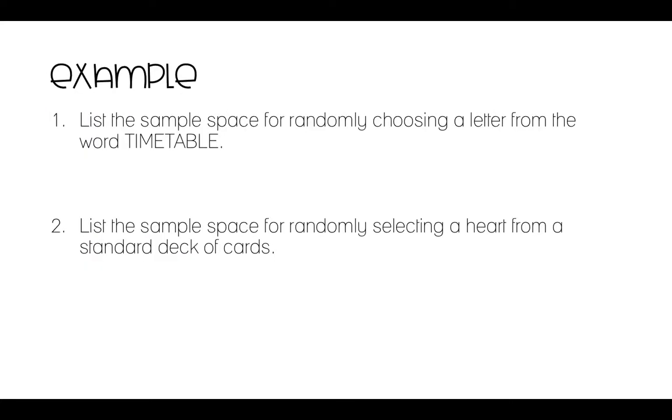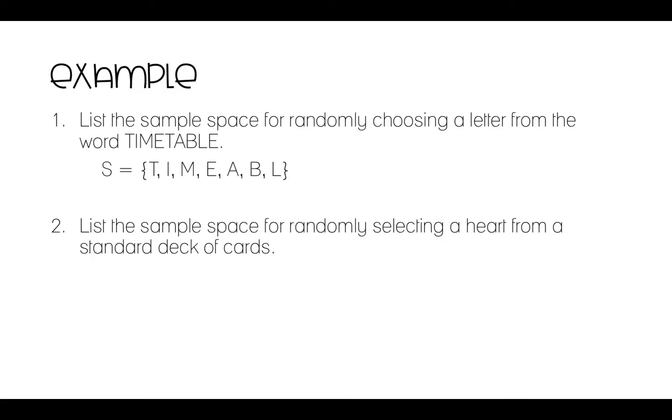Let's do an example. So we're going to list the sample space for randomly choosing a letter from the word timetable. And this is where what I was saying about not repeating letters comes into play. We've got 2 T's and 2 E's, but we're not going to write them twice. So what we do is we write S equals squiggly brackets, t-i-m-e-a-b-l, because we're not going to repeat the T or the E. So we get this funny little word here, but these are all the possible letters we can get. We're not wanting to know how many of each letter there is, just the possible answers we could get.